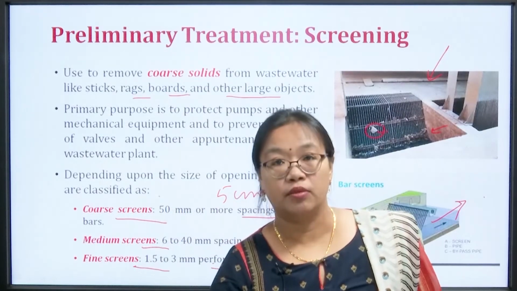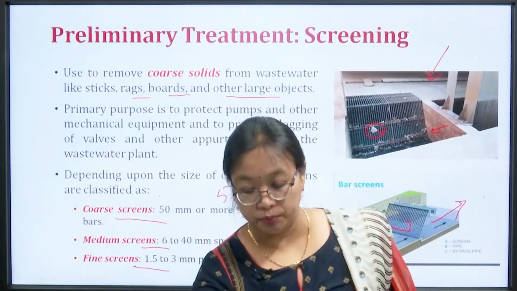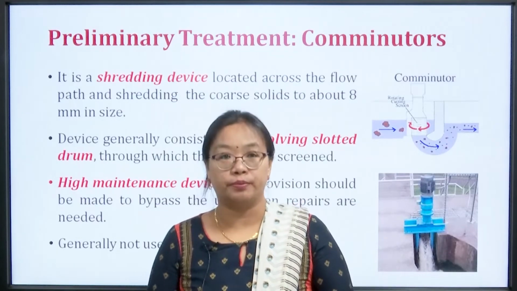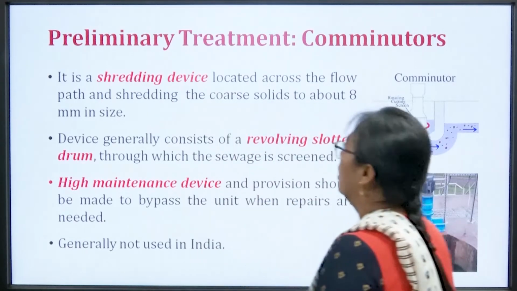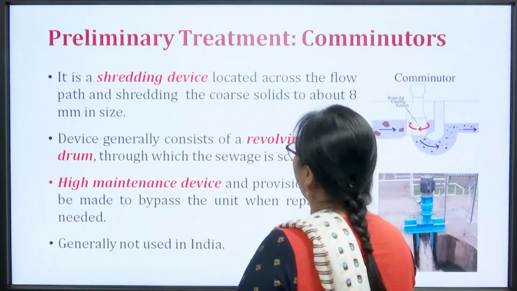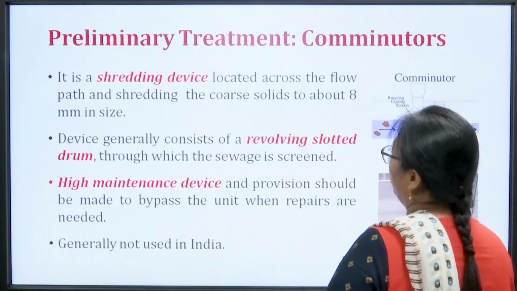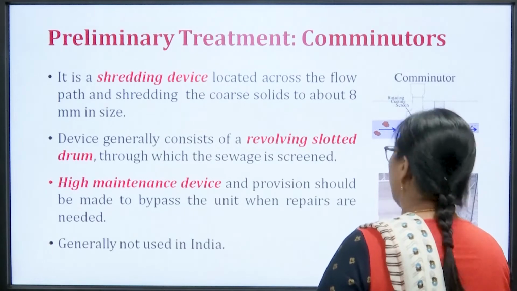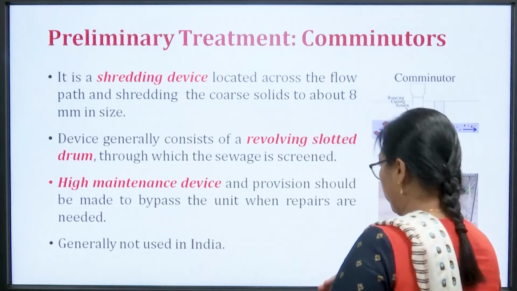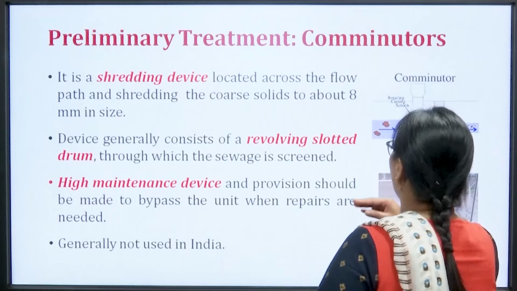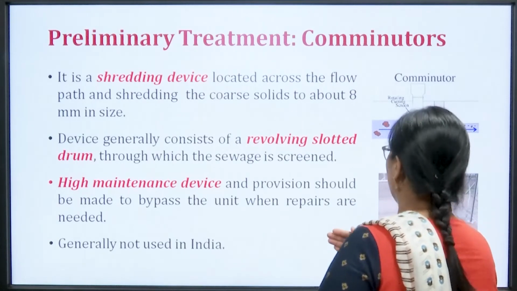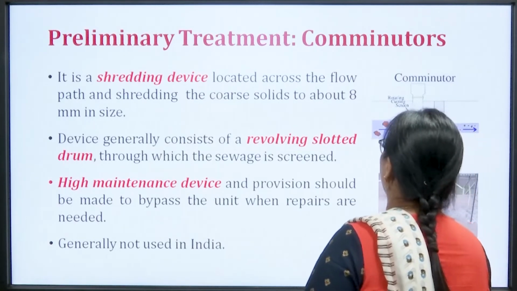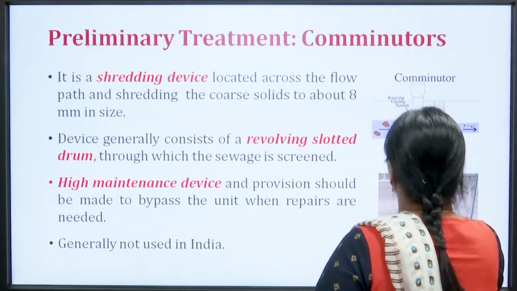Then, after screening, what do you generally do? The next preliminary treatment is comminutors. What are comminutors? It is simply a shredding device located across the flow path, shredding the coarse solids to about 8 mm in size. So you have the screens, and after that you may or may not have a comminutor. So, what is it going to do?